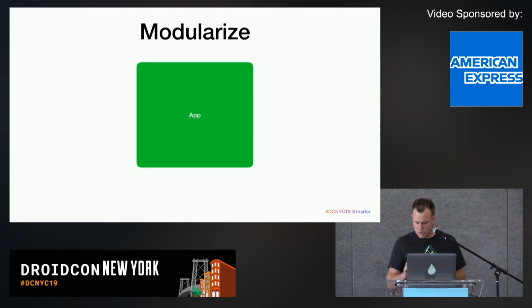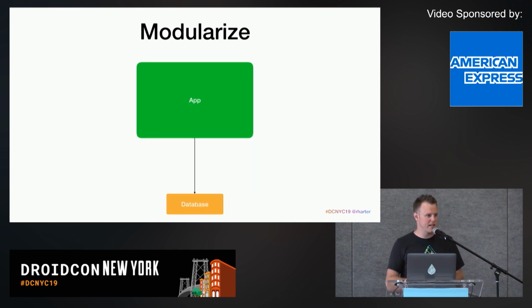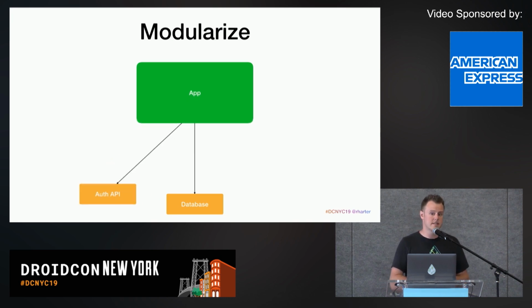So real quick, we've seen this at conferences over the last few years, but let's say we're starting out with this big monolithic app. We want to modularize. How do you do that? Start out with your low-level dependencies, things like databases or APIs, that kind of stuff.